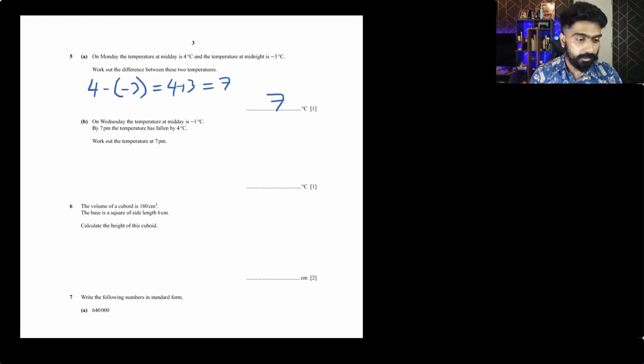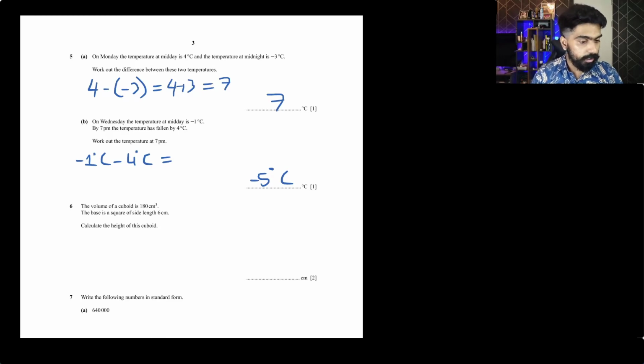So the difference is 7 degrees Celsius. Now question B guys, on Wednesday the temperature at midday was negative 1 degree Celsius. By 7 p.m. the temperature has fallen by 4 degrees Celsius. Work out the temperature at 7 p.m. So at midday it was negative 1 degree Celsius, and then it fell by 4 degrees. Fell means minus, right? So minus 4 degrees Celsius, which is equal to negative 5 degrees Celsius. All right guys, negative 5 degrees Celsius.